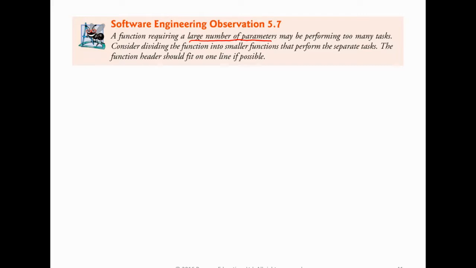Ideally, your function header or your prototype should fit in just one line. That's a good way of measuring whether you're passing too many parameters to a function. If it crosses one line, then it's probably too big.